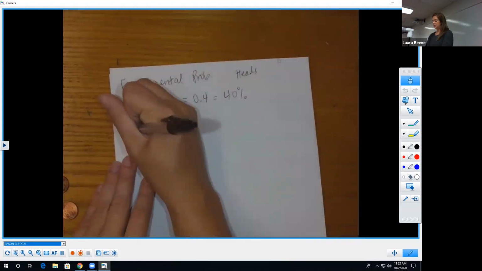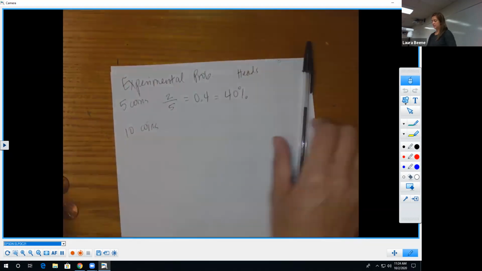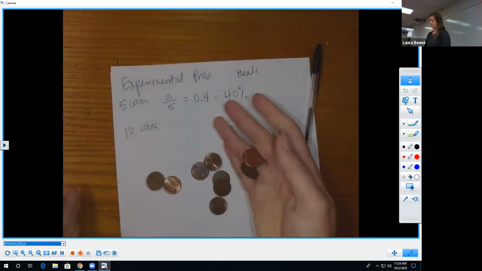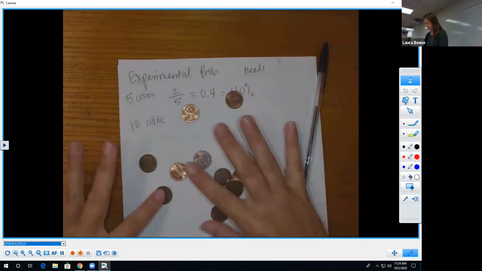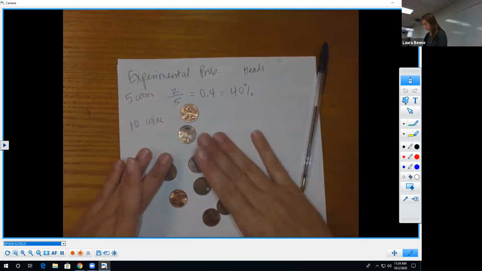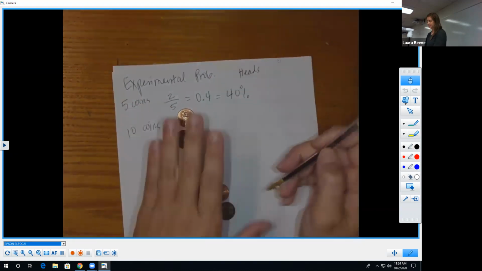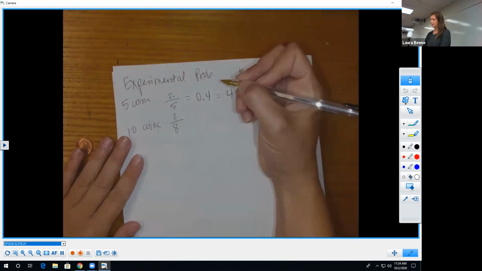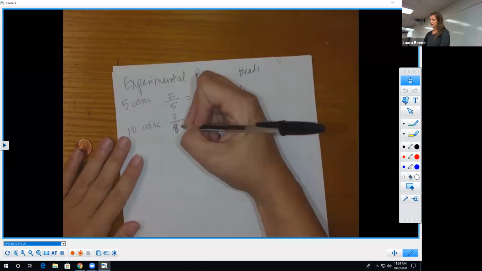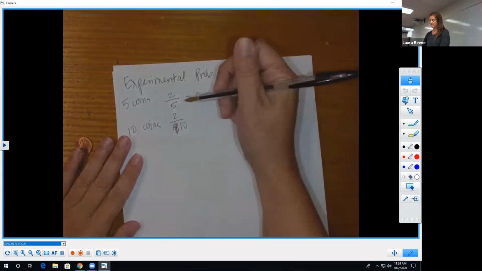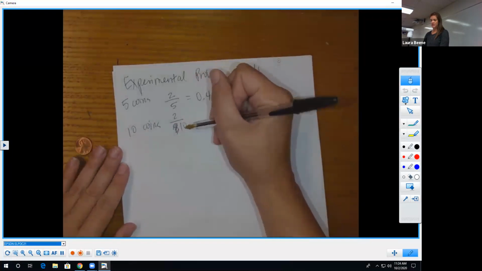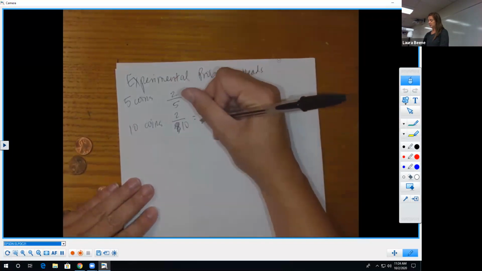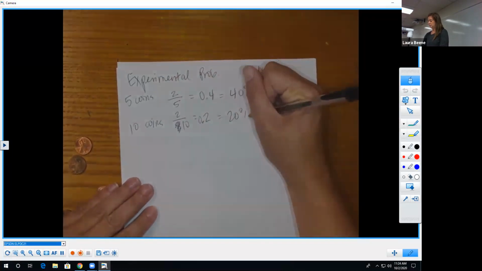Okay, let's do 10 coins this time. So if I have 10 coins and I do a coin toss, I have 2 heads and 8 tails this time. Oh, I'm sorry, it's not 8 here, it's 2 out of 10. Okay, I did it correctly on this one. 2 heads out of 10 total coins that were tossed would be 0.2 as a decimal, which would be 20%.